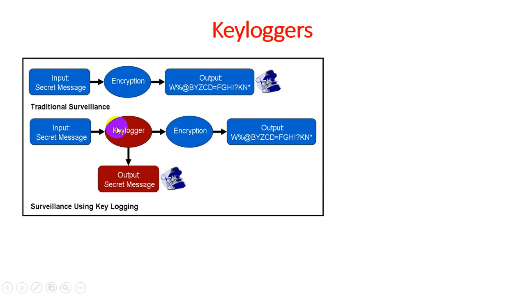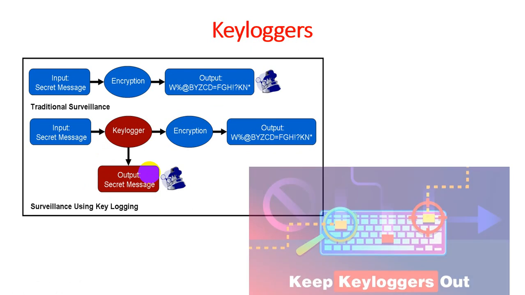so they can directly record all the keystrokes without any kind of encryption technology, which we use after the keylogger output is generated. So they can easily get the message before encryption. This is the way a keylogger is installed on a particular node.